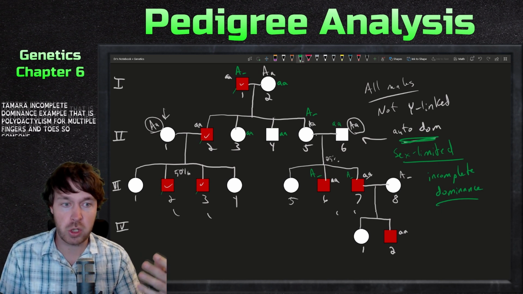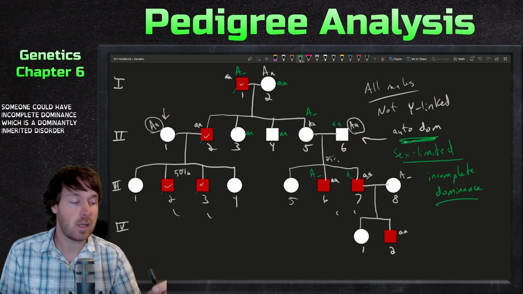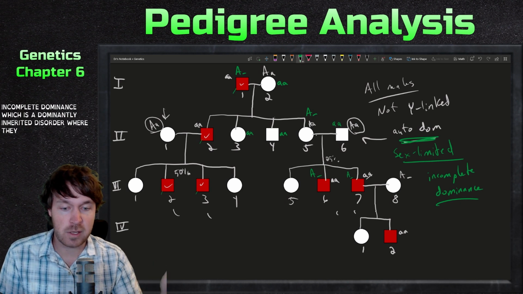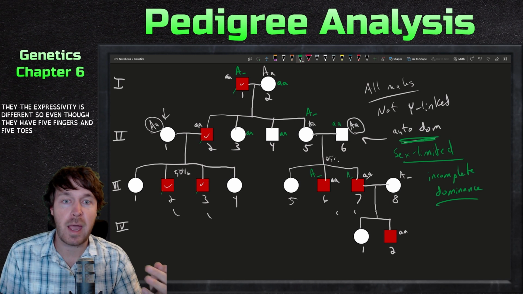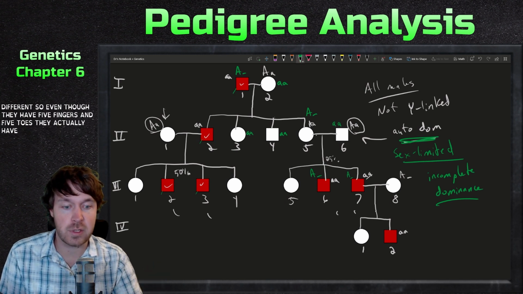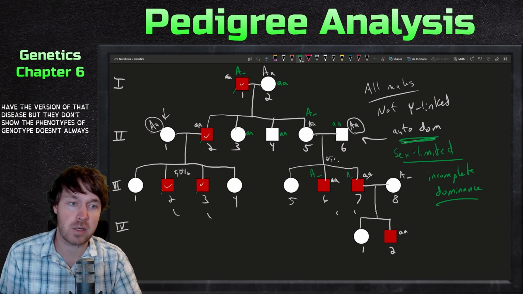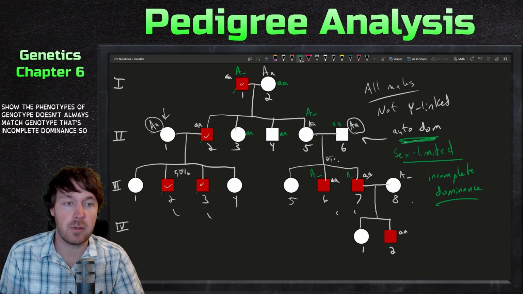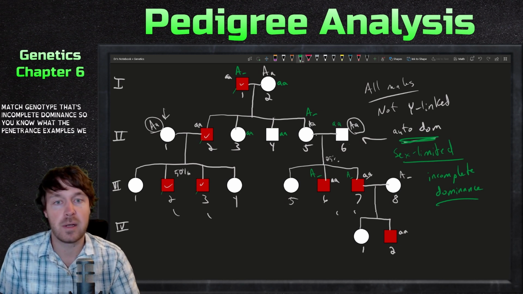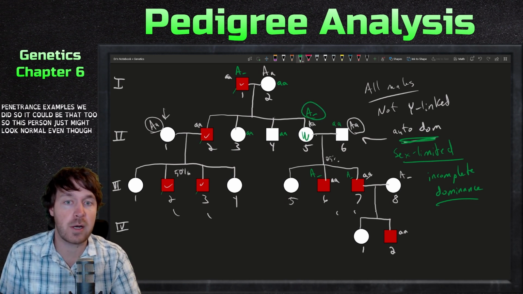So someone could have incomplete dominance, which is a dominantly inherited disorder, where the expressivity is different. So even though they have 5 fingers and 5 toes, they actually have the version of that disease, but they don't show the phenotype. So genotype doesn't always match phenotype. That's incomplete dominance. Or the penetrance examples we did. So it could be that too. This person just might look normal, even though they are actually a carrier.